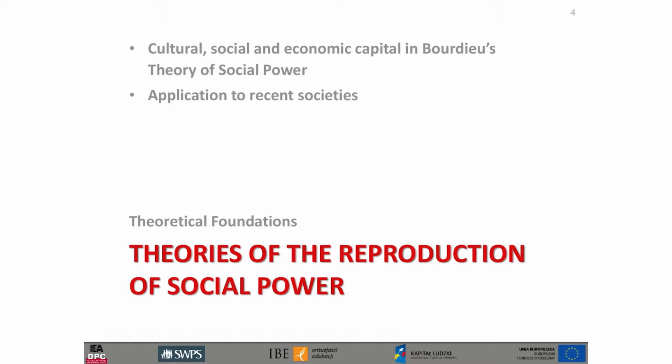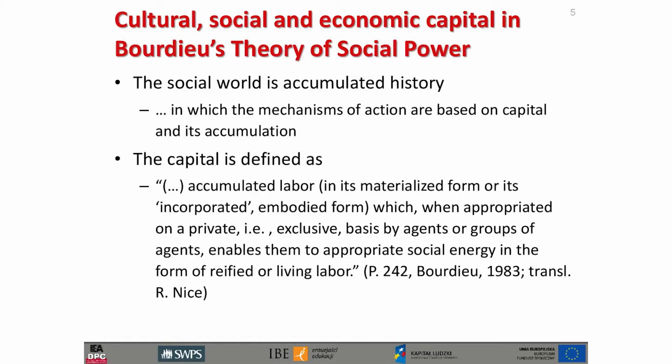First of all, I will very briefly present the concept of cultural, social, and economic capital in Bourdieu's theory of social power, and then I will mention some applications in recent societies. The very basic assumption in Bourdieu's theory is that the social world is accumulated history in which the mechanisms of action are based on capital and its accumulation. So this is very basic for his theory.